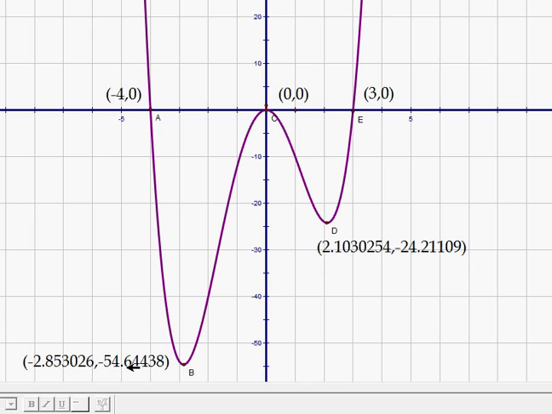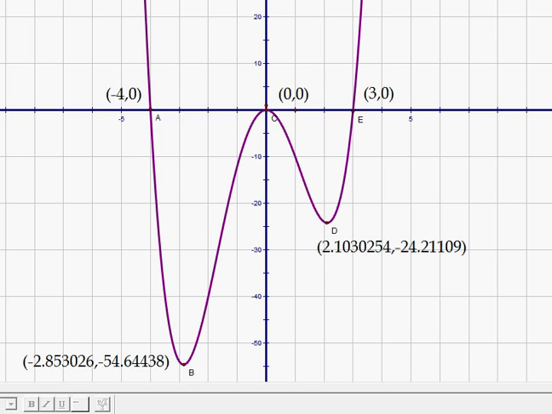My increasing intervals are from negative 2.853026, so from this x value up to 0. And then my second increasing interval is from 2.1030254 all the way out, because this domain is all reals. The largest x value I have possible is positive infinity, so it's going from this x value out to positive infinity. So let's write that answer here.